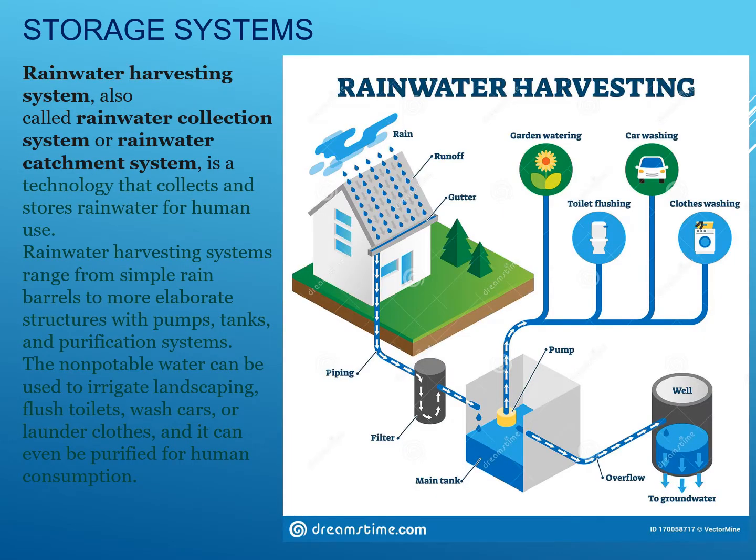Now for a rainwater harvesting system, as you can see in the picture, you have the rainwater from the runoff to the gutter, down to the piping. You may add a filtration system or not. Now the main tank is, as I said, called a cistern. Now you will pump it up for either watering for irrigation, car washing, toilet flushing, and clothes washing. It is not potable, it is a non-potable type of water. The overflow of this is going to be thrown back to the land or to groundwater.